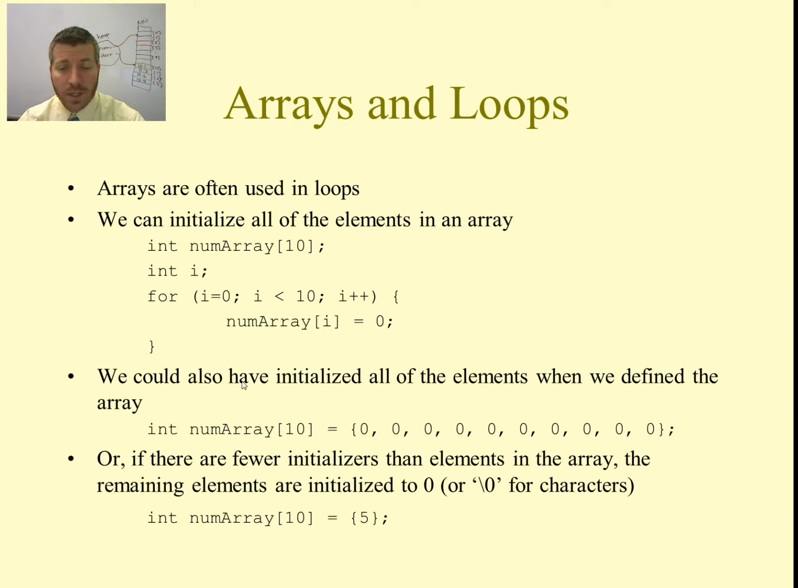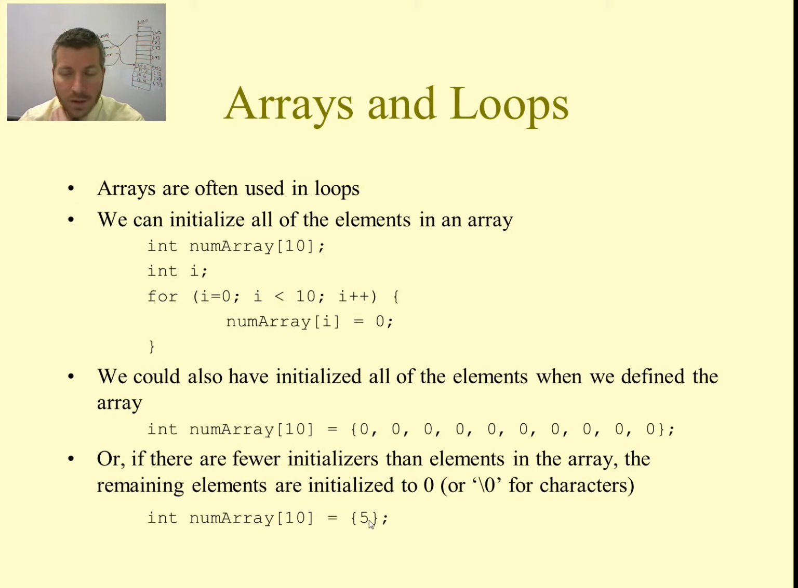We could have also initialized it like this in line when we create the array. You can have an equal sign immediately after it, put a curly brace, and then put what you want the initial values to be. In this case, I've just put all of the values to be 0. I could have made them anything I wanted. I could have said 0, 10, 20, 30, 40, 50, and that gives initial values to all of the elements inside of the array.